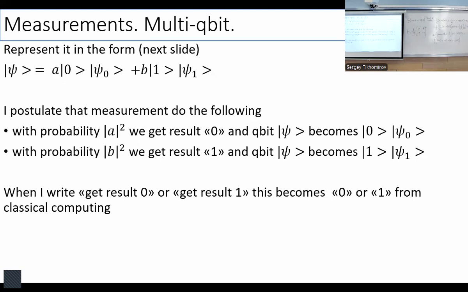I already said that when I get result 0 or result 1, it means that I put those values in the classical world. Then I can use them, I can copy them, I can put them inside an if operator, I can do whatever I want, but with classical values. So there is always a quantum part of the calculating system and a classical part of the calculating system.